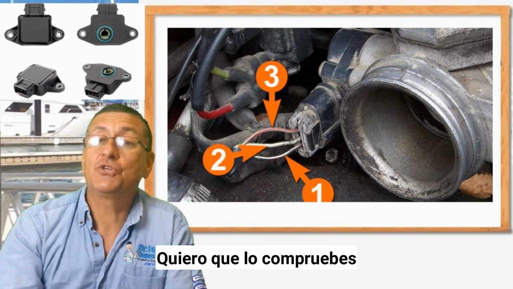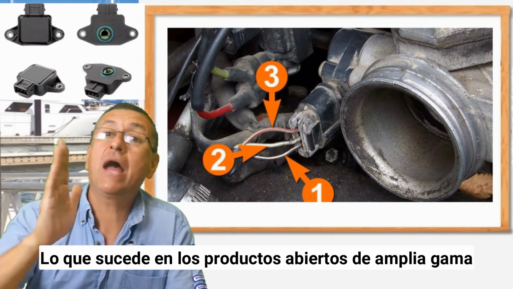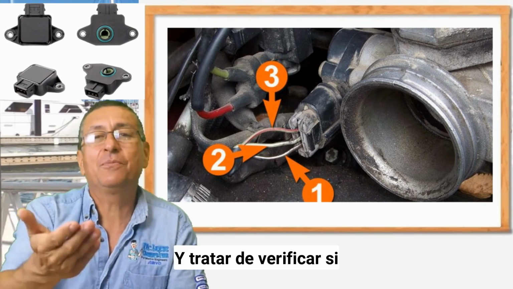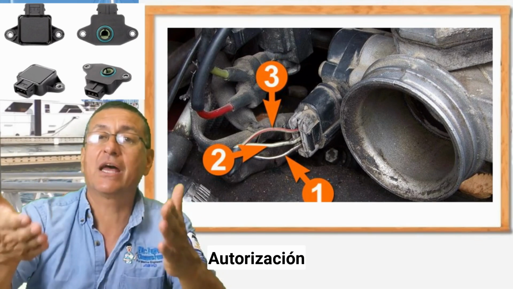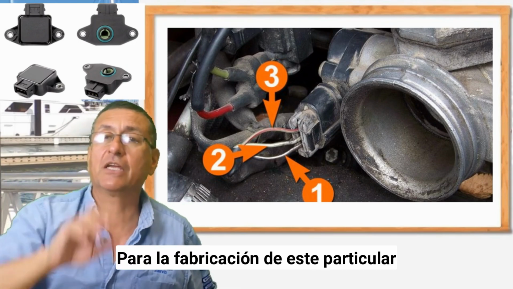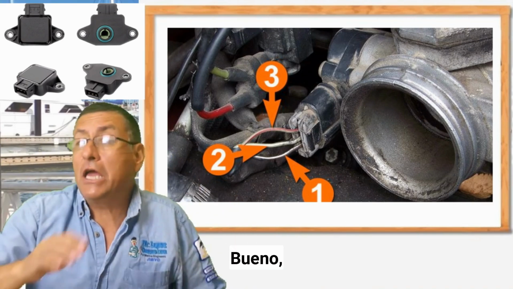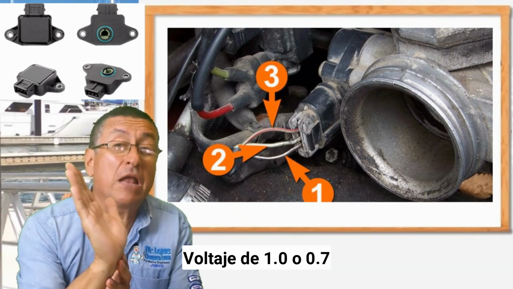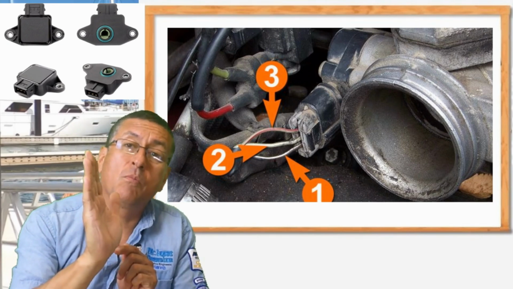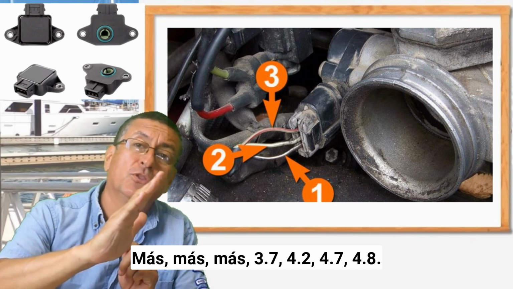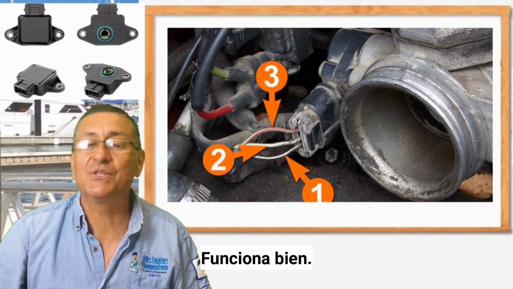Yes, I want that you check what happened in idle, how much is the voltage, and what happened in wide open throttle, and try to verify if those readings are in the range authorized for the manufacturer of that particular engine. But in general, you don't need the manual. Okay, the voltage is going from 1.0 or 0.7, and I accelerate and go more, 3.7, 4.2, 4.7, 4.8. Okay, the throttle position sensor is working good.